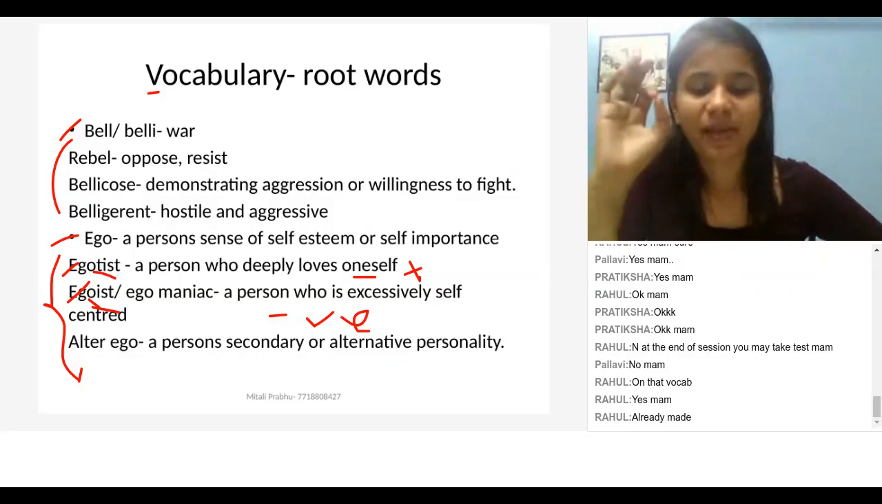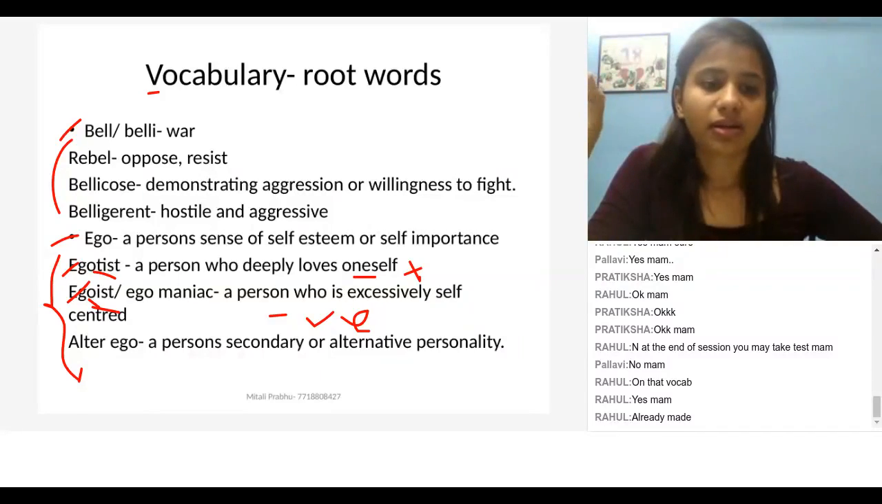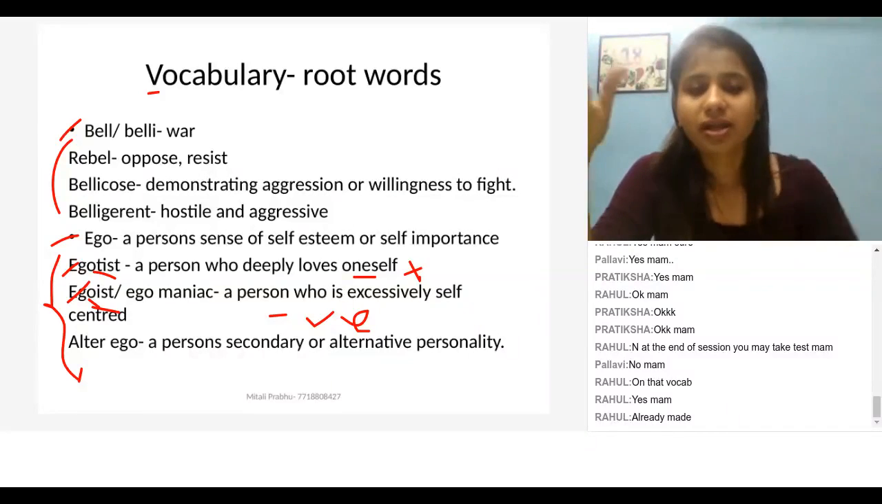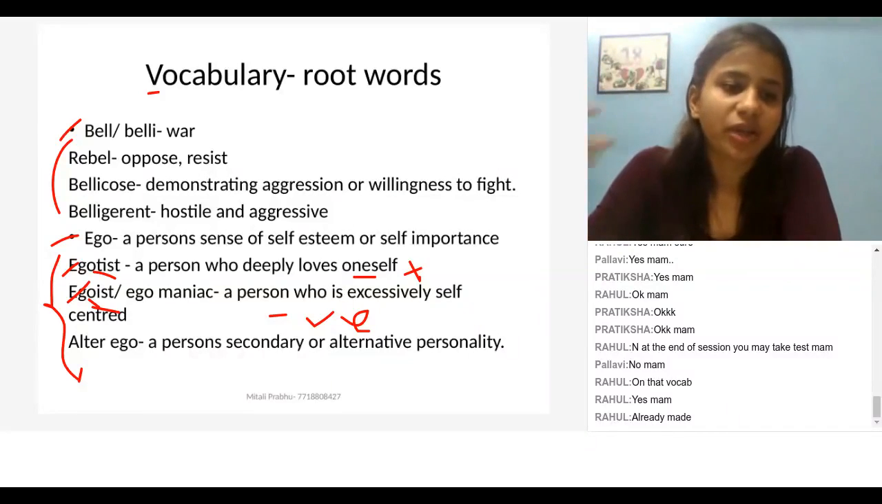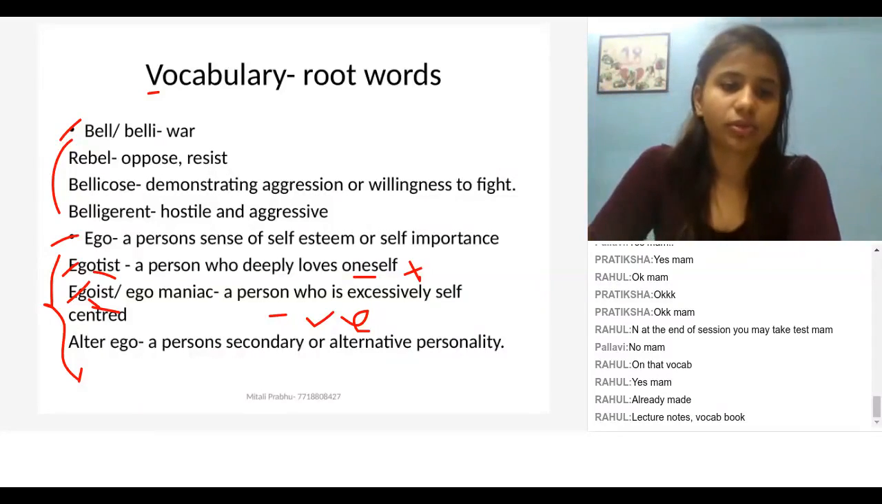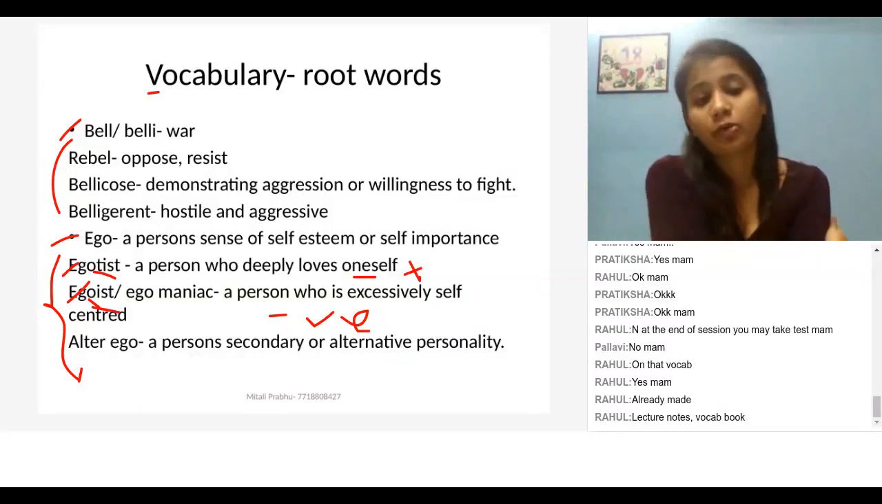See, the key to remember these words is revision, nothing else. Just revision. Matlab, it's plain ratta. Nothing more than ratta. There are no rules, no logic, nothing. So for ratta, you have to revise it again and again. So make a book, write the words down, and read them every day.